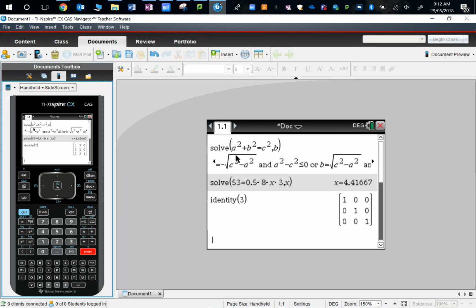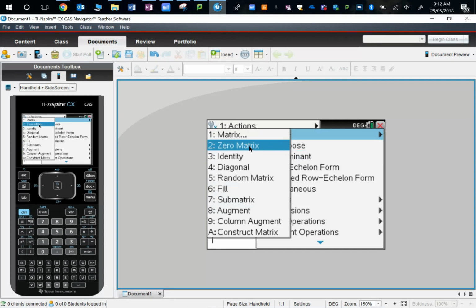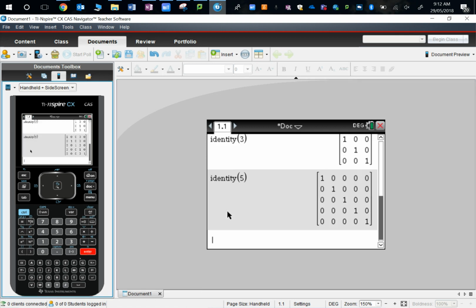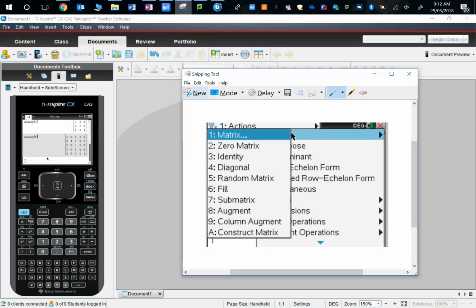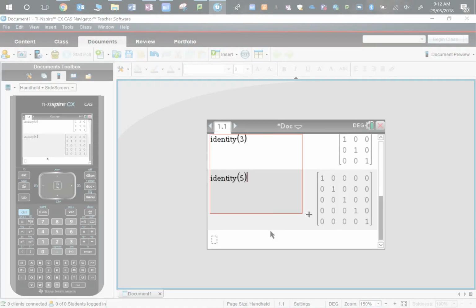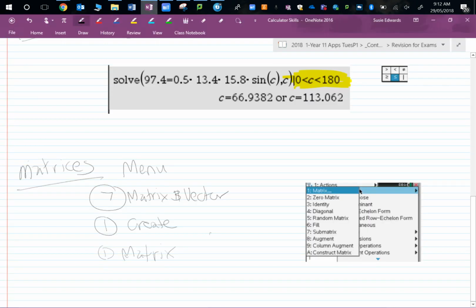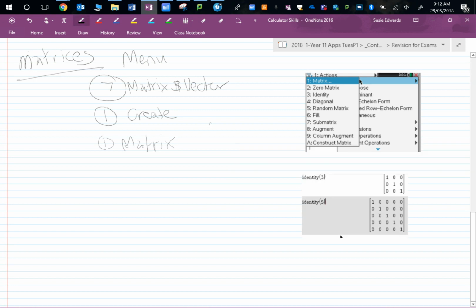What's going to happen if I do identity 5? You guys are not fun today. What's going to happen if I put in identity 5? A 5 by 5 identity matrix. Look at that. Okay, so that is way easier than having to draw that out. So you just have to put the number in because identity matrices are always squares. You've just got to put the number of what the row size is going to be.